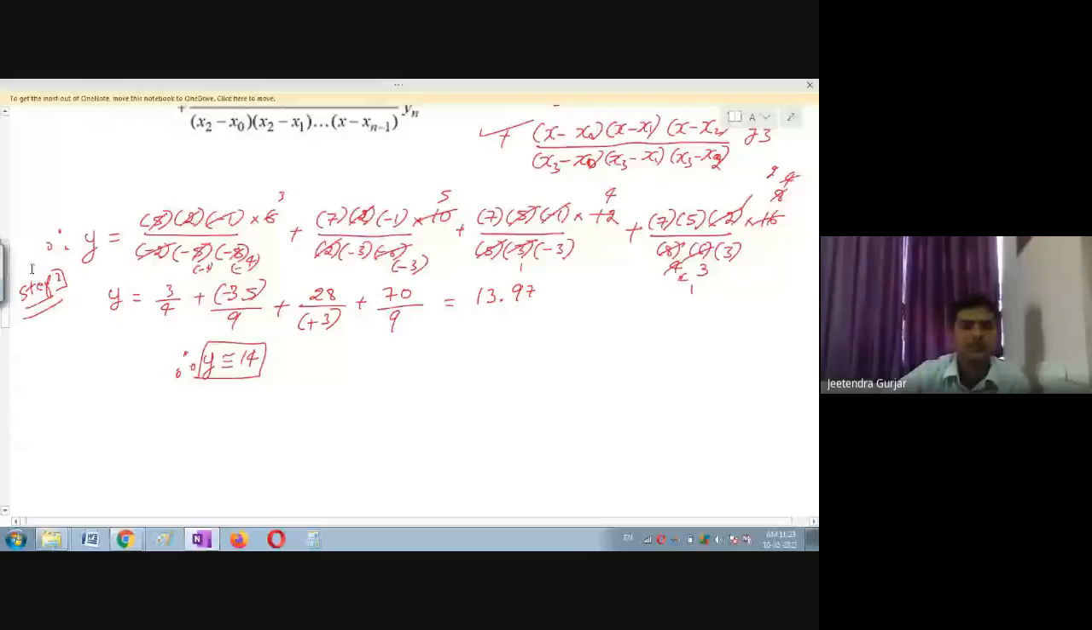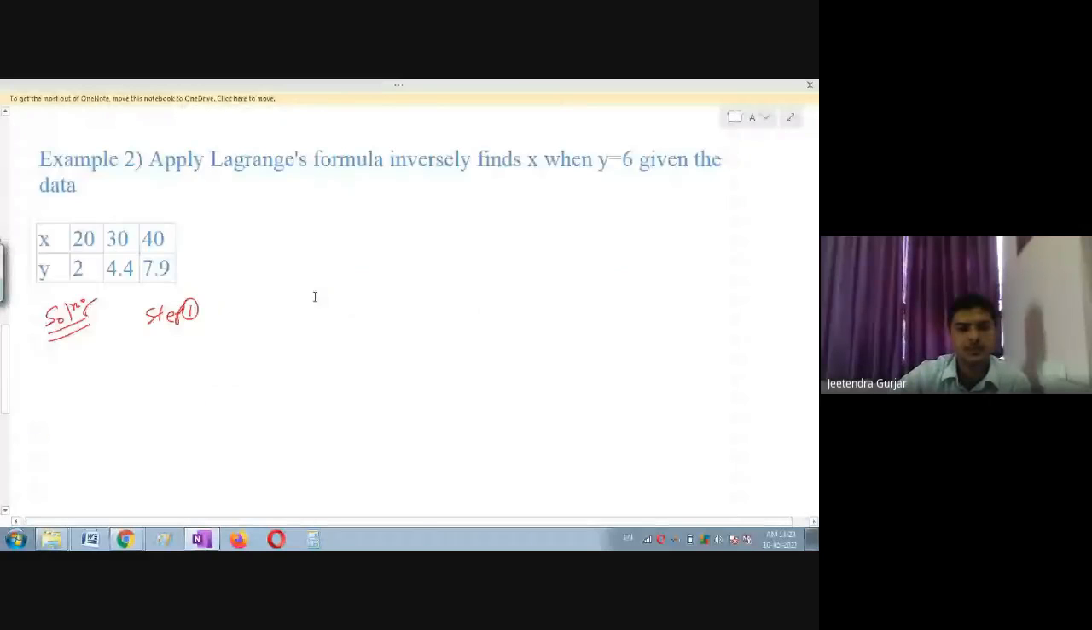So here also, step 1: what is the given data? So take down the given data first, that is in terms of x0, x1 and x2.